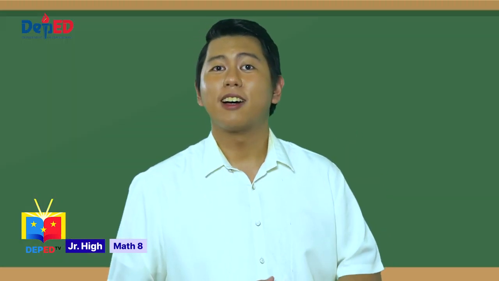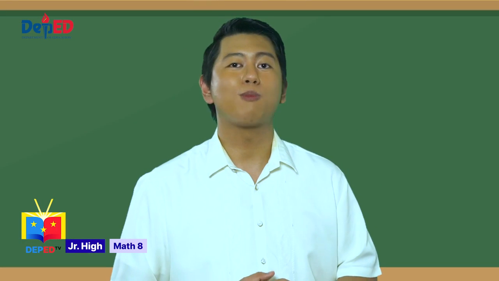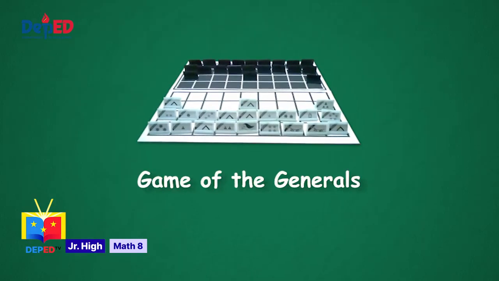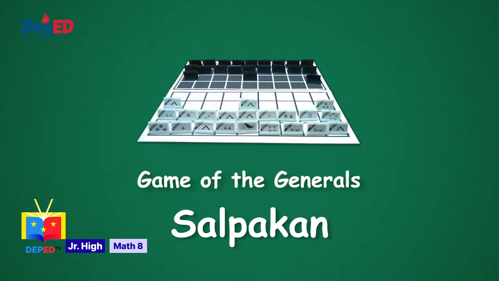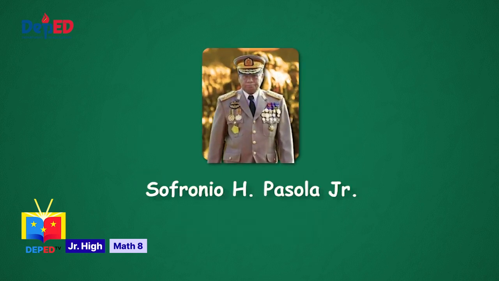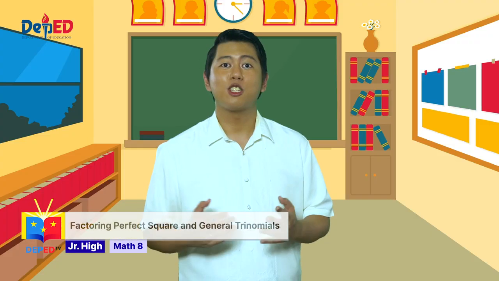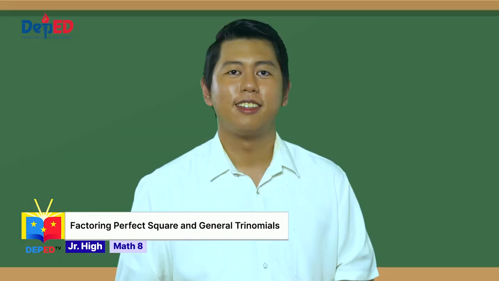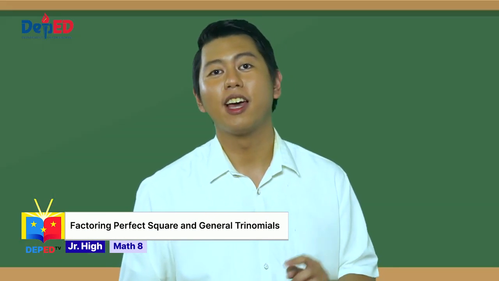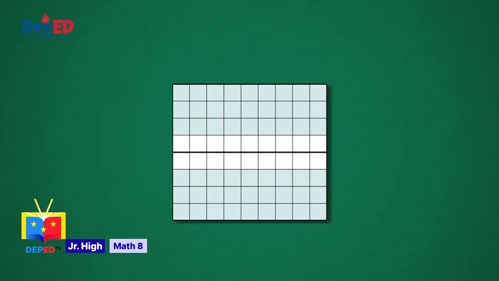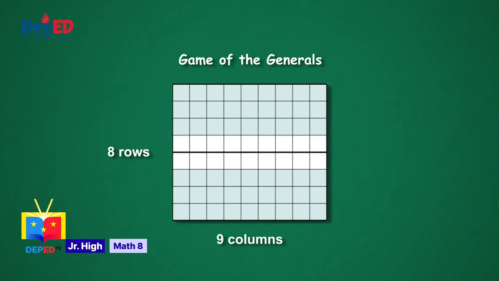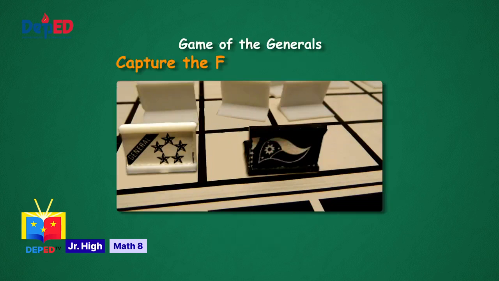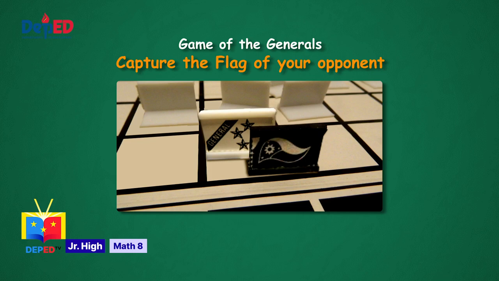Quick trivia: the closest counterpart of chess in Filipino sports is called Game of the Generals or Salpakan, invented by Sofronio H. Pasola Jr. in 1970. Each player contains 21 pieces based on ranks in the Philippine Army. It is a game of logic, memory, and intense strategy. The battlefield is an 8x9 rectangular board where the 21 pieces can be placed anywhere in the first 3 rows of each side. And one of the conditions to win is to capture the flag of your opponent.